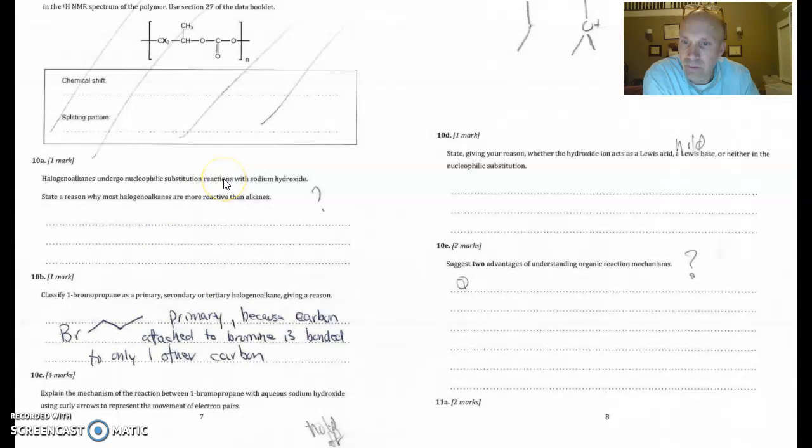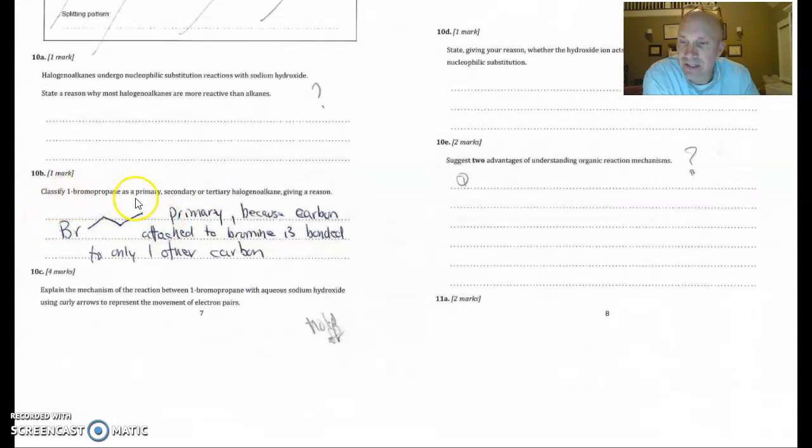We're skipping these for now. Classify this guy right here. This one is primary, and that's because the carbon that the bromine is attached to is only attached to one other carbon, and that makes it primary.